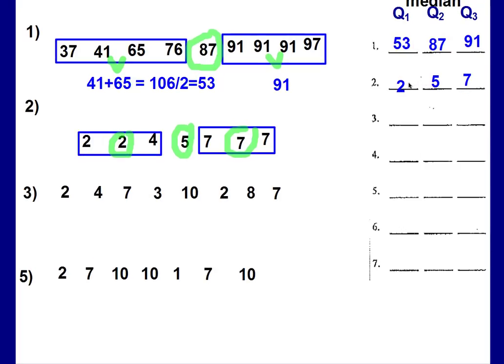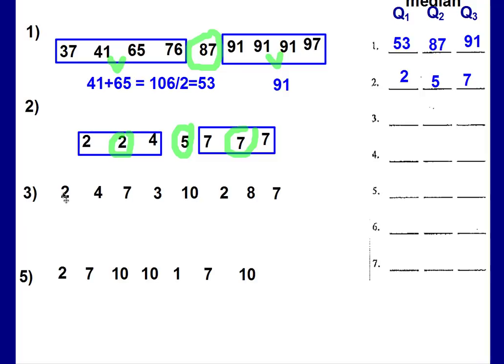So all we're doing is we're taking our set of data, we're ordering them from least to greatest, and we're finding the median. The median is your quartile 2. And then we're finding the median of the lower half of the data. This is your quartile 1. And then the median of the upper half of data. This is quartile 3. And we're going to use these points when we get ready to make our box plots.